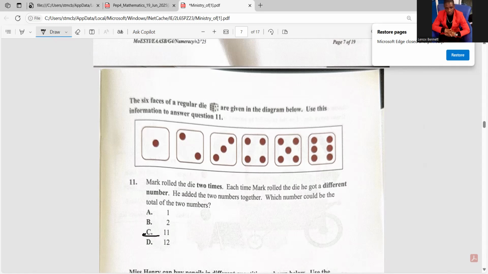That would be 11. Let me just explain. If you roll it twice, the smallest you can get is 1 and 1, right? For it to be equal to 2, it would have to be 1 and 1. But it's 2 different numbers, so you can get something like 5 and 6. And that gives you 11. You can't get 12 because there's no 7 on it, right?